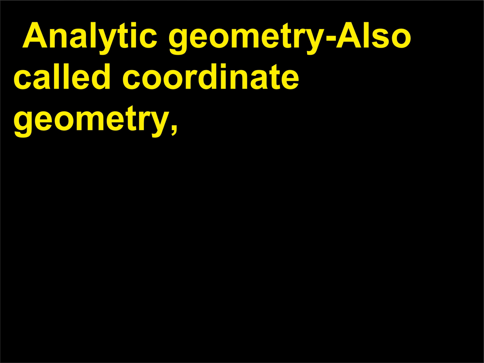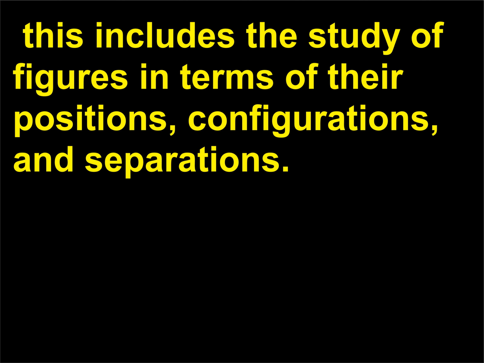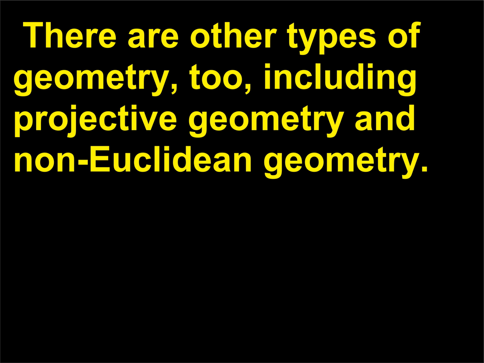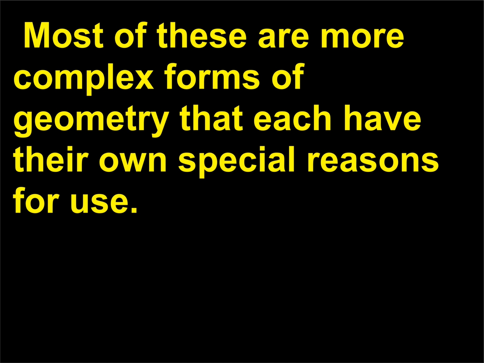Analytic geometry, also called coordinate geometry. This includes the study of figures in terms of their positions, configurations, and separations. There are other types of geometry, too, including projective geometry and non-Euclidean geometry. Most of these are more complex forms of geometry that each have their own special reasons for use.